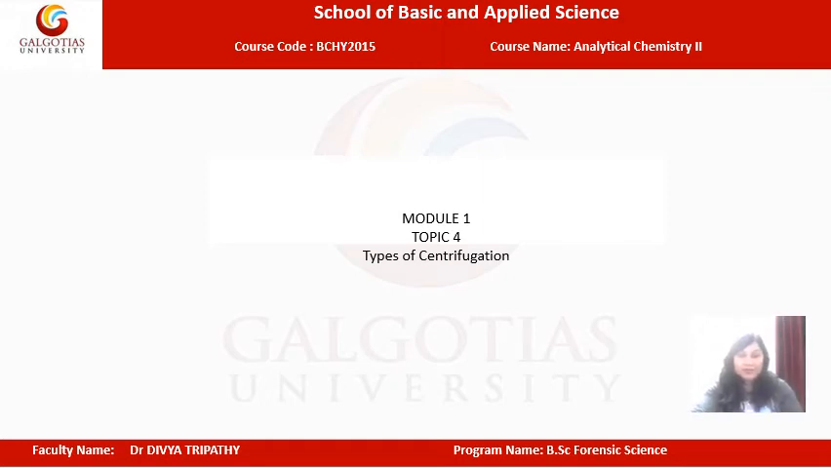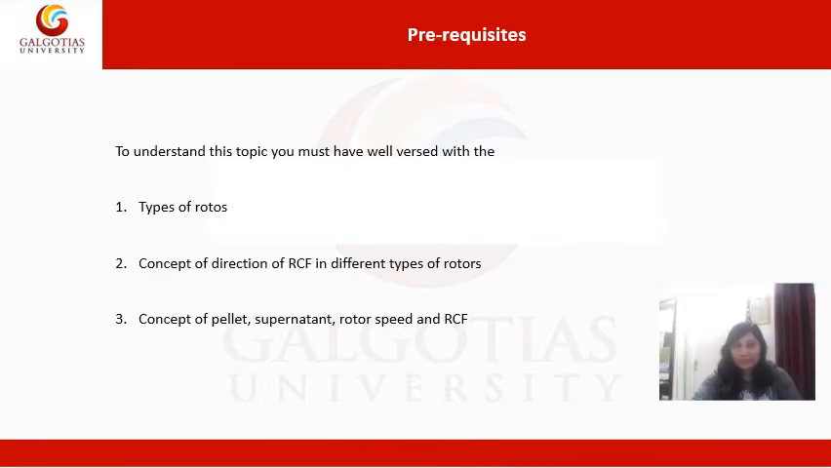Hello students, in this lecture we are going to learn about the different types of centrifugation. What are the prerequisites for this lecture? You all understand the types of rotors, the concept of direction of RCF in different types of rotors, and the concept of pellet, supernatant, rotor speed and RCF.